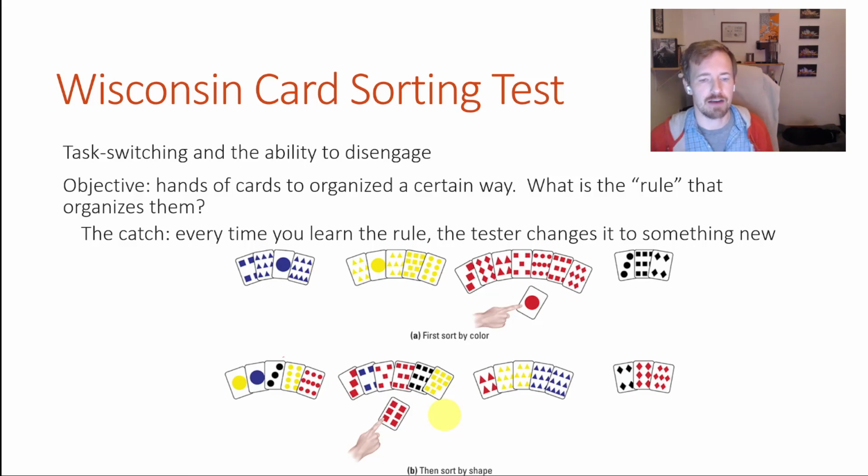So basically, every time you establish the rule, the experimenter is then going to change it and try to get you to organize them differently. And it's your job to try to figure out what is the rule at play here.